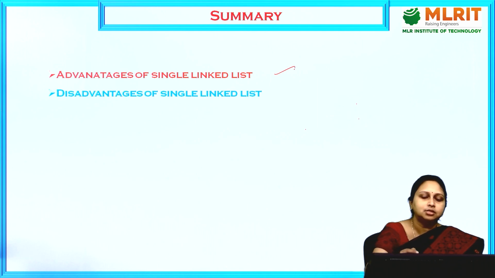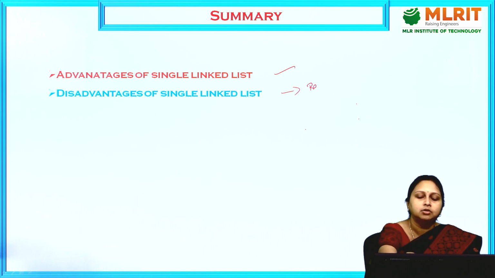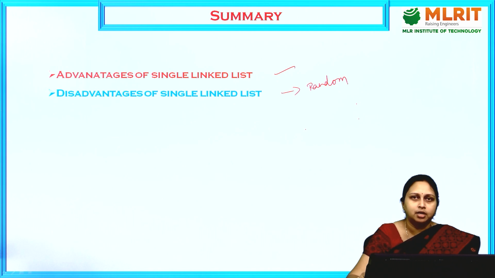While coming to the disadvantages, there will be a wastage of memory when we are going to use the linked list. We need to use some extra memory space for the address to be stored. Because of that, memory wastage will be there. And random access cannot be done based on this single linked list. Random access cannot be done.